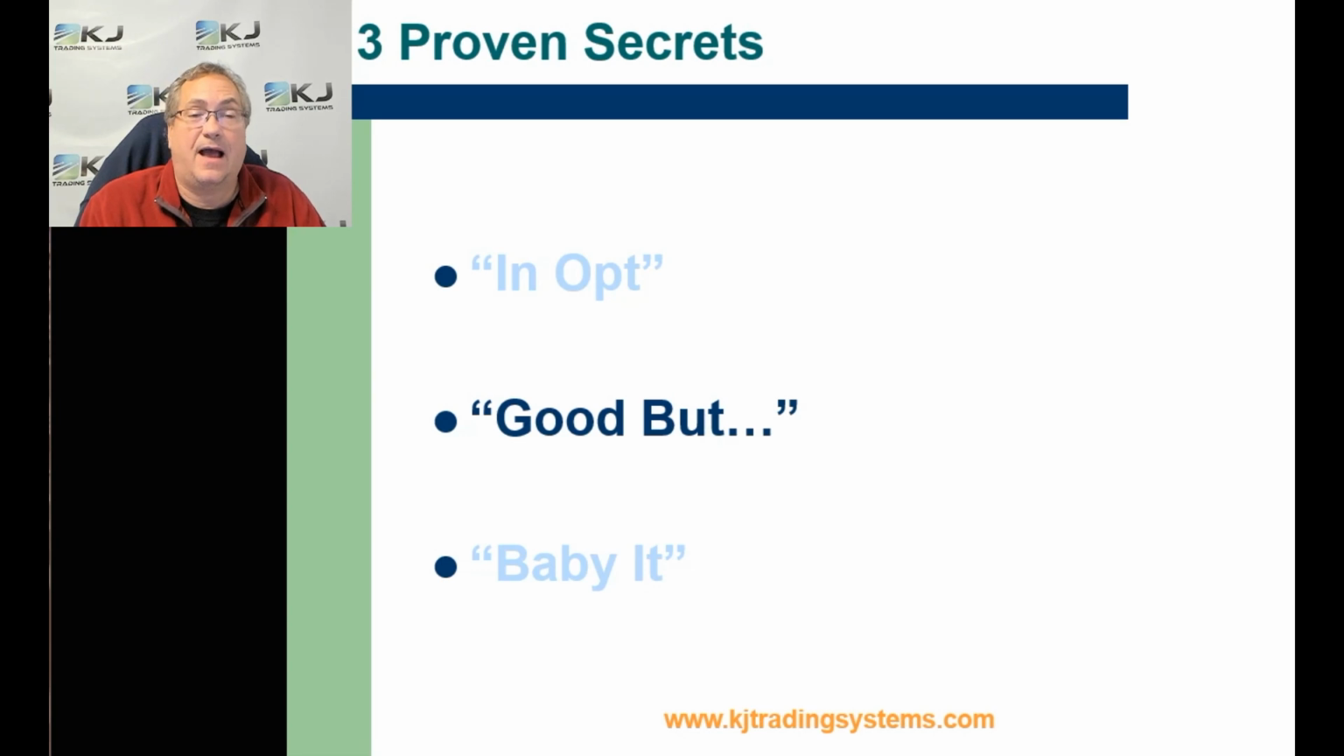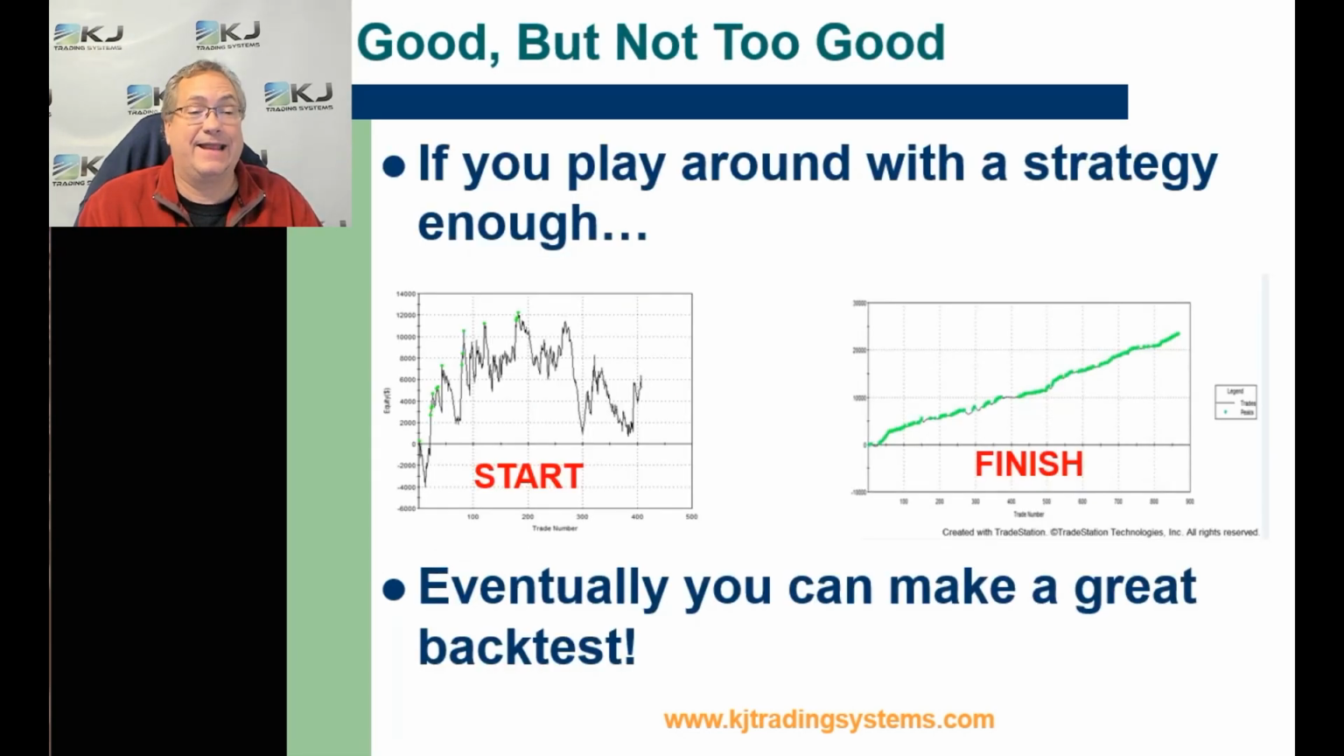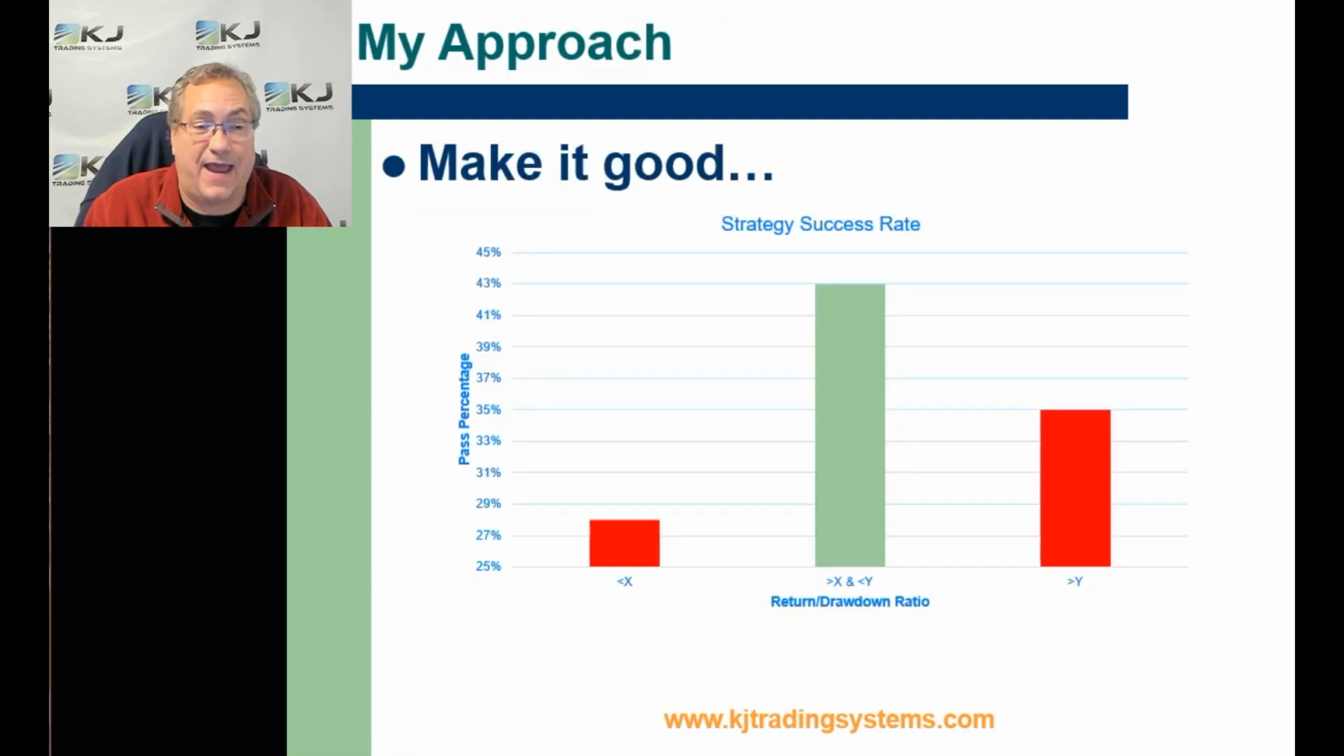The second one I call good but, and that's related to the backtest. And I'm sure you've seen this if you've backtested at all. If you play around with the strategy enough, you can eventually go from the chart on the left to the chart on the right, where you keep adding rules, you keep optimizing, you keep finessing what you're doing. Eventually, you can make a great backtest out of nothing. Okay? And a lot of people think that's a good thing. Guess what? It's a terrible thing. You want to make it good, but not great.